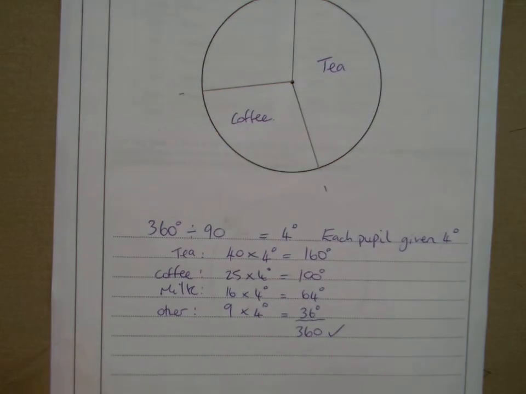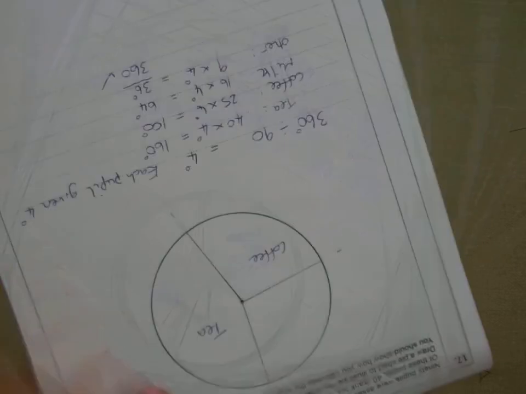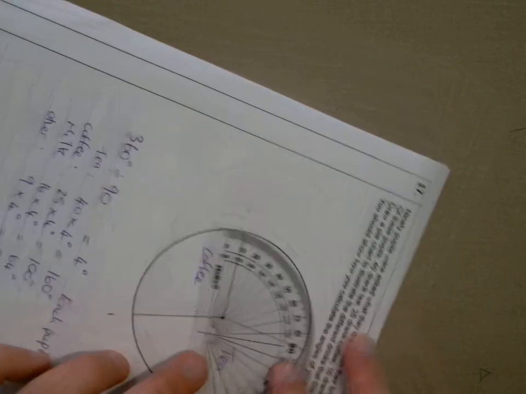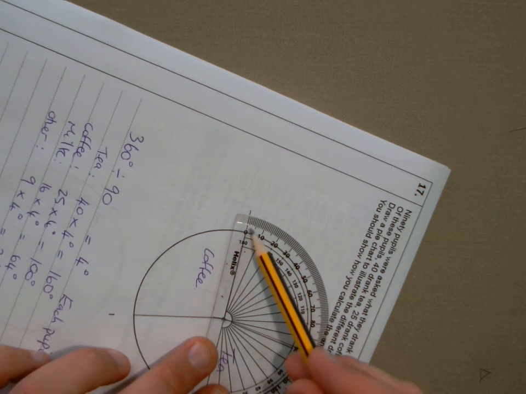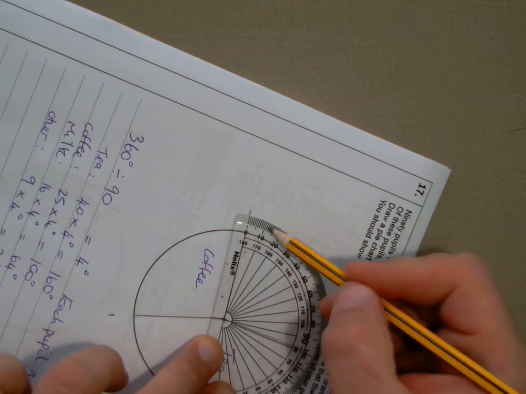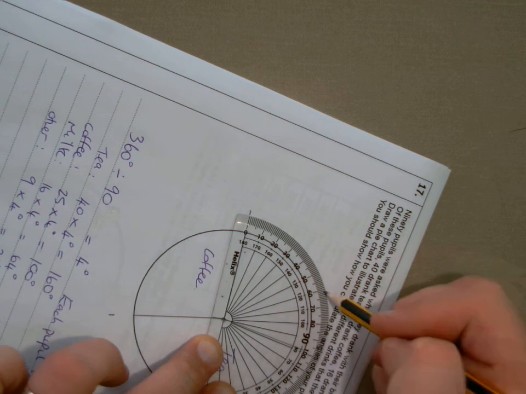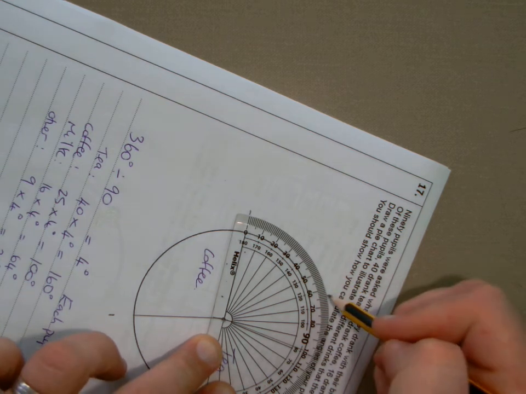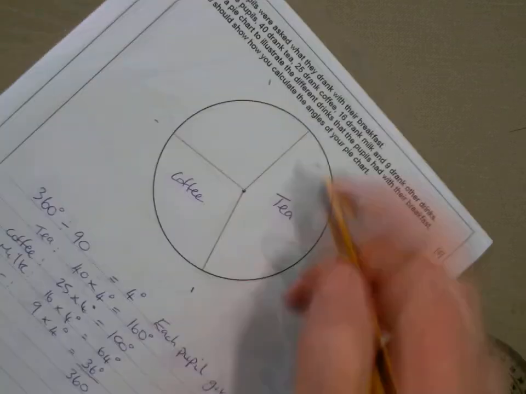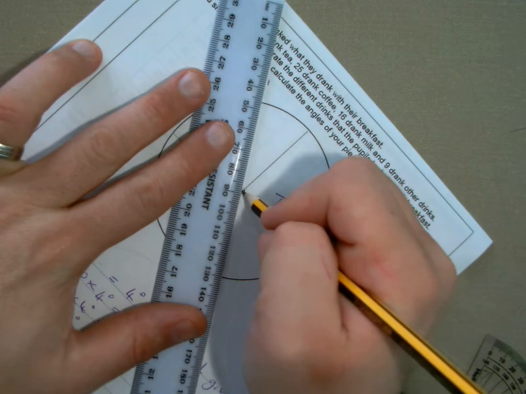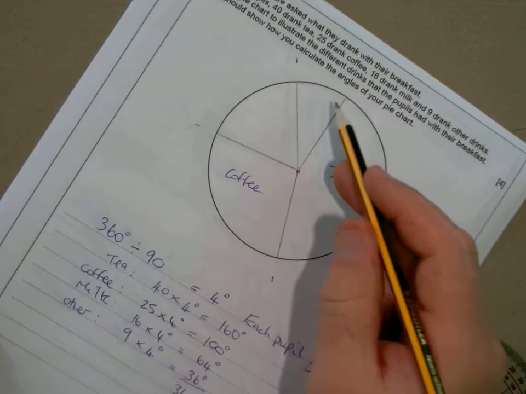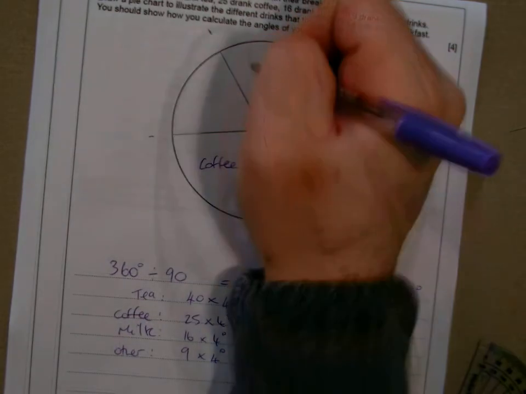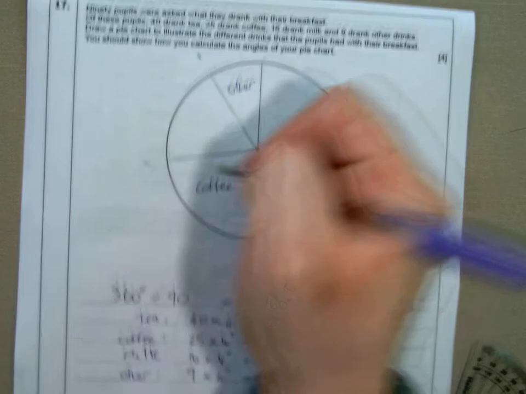Last but one then, 64 degrees next. So again, it doesn't hurt to just turn this around to make it easier for you to measure this. Okay, so again, center here, lined up properly. You've got your zero there. So 64: 10, 20, 30, 40, 50, 60, and four little marks take us to there. Once we've done our penultimate one, the last one is what will be the other. That should be 36 if you've done this accurately.